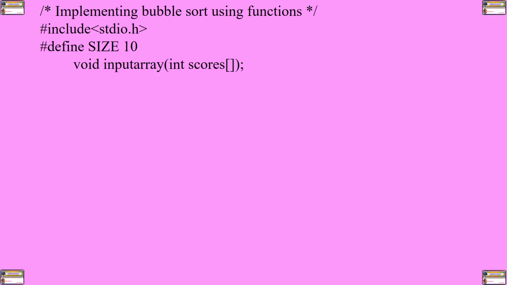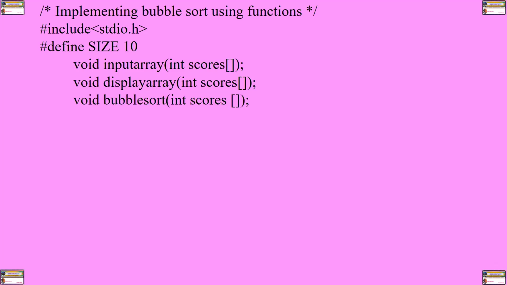So the first function is called input array. It's going to receive a parameter which is an array of type integer. The second one is display array. It's going to receive an array called scores of type integer.